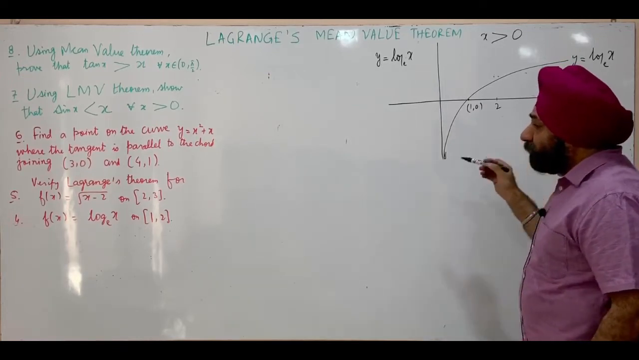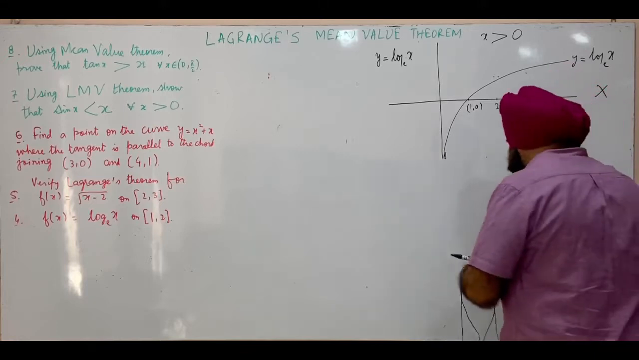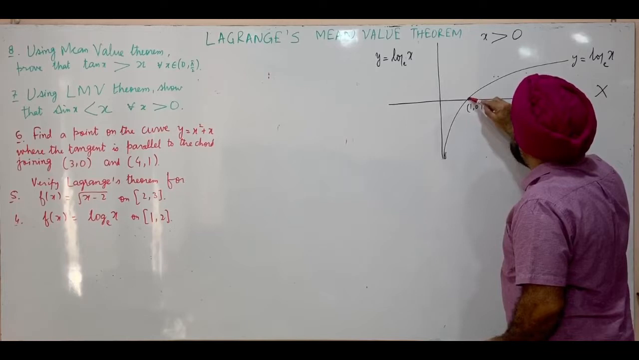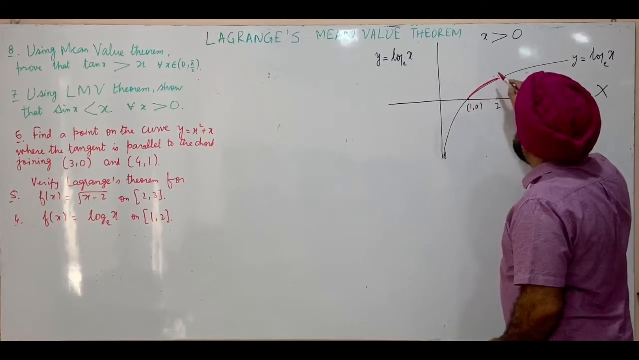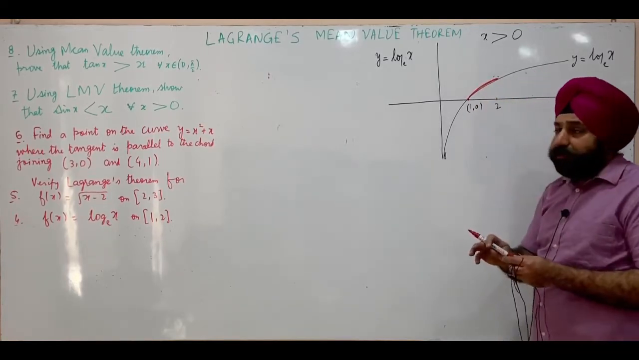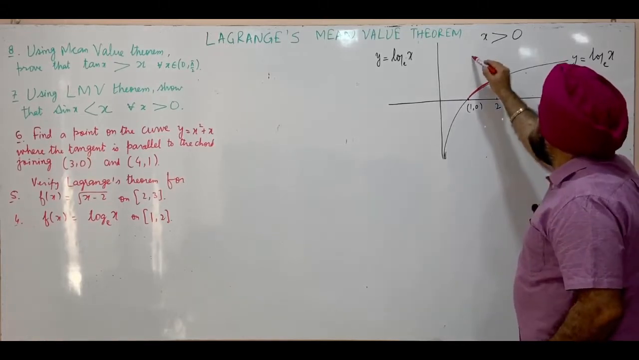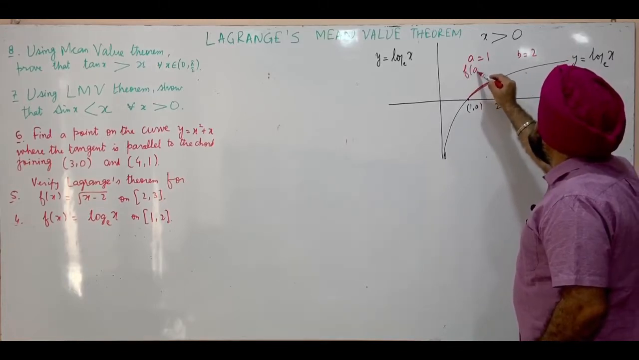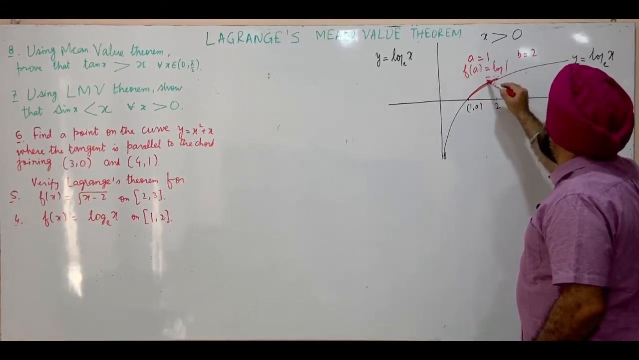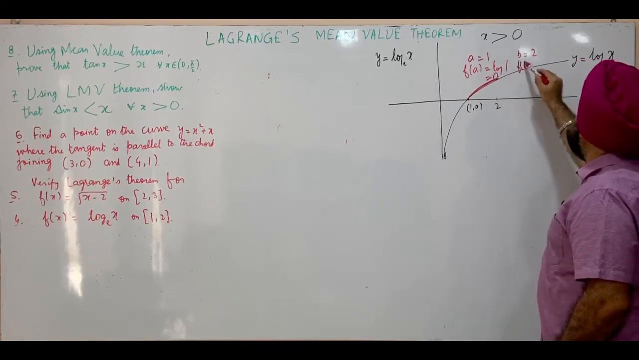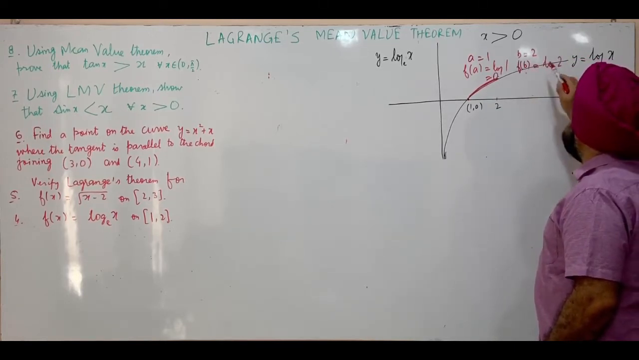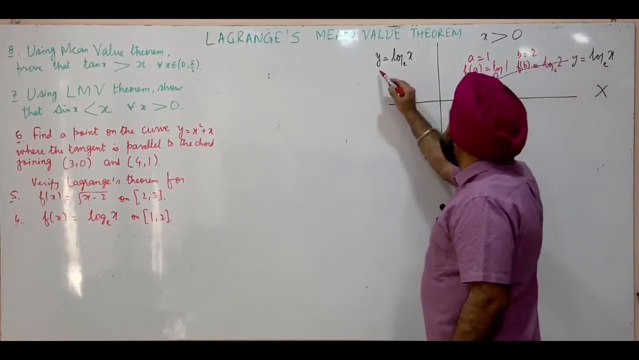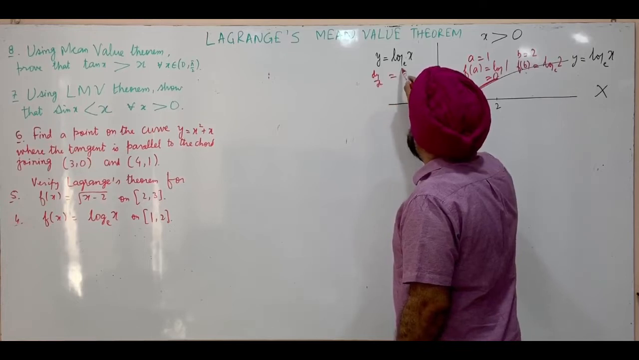So the given interval in this question is from 1 to 2. Let's highlight this. This is from 1 to 2, so a here is 1 and b is 2. And what is f of a? f of a means log of 1, which is 0, and f of b means log of 2, so f of b is log of 2 to the base c. And what is the derivative of the function? dy by dx is 1 by x.